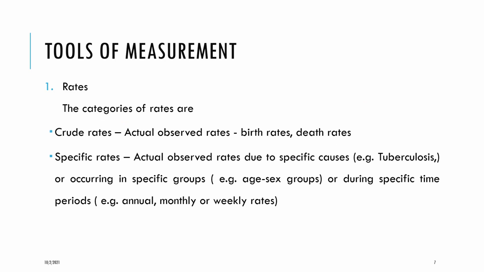Therefore, the parts of a rate include the numerator, the denominator, a time specification, and a multiplier. Rates can be either crude rates or specific rates. Now, crude rates are actual observed rates. It could be births, deaths, etc. The previous example was that of a crude rate. Now, specific rates, if we take death rates as an example, would be deaths due to a specific cause, such as tuberculosis.